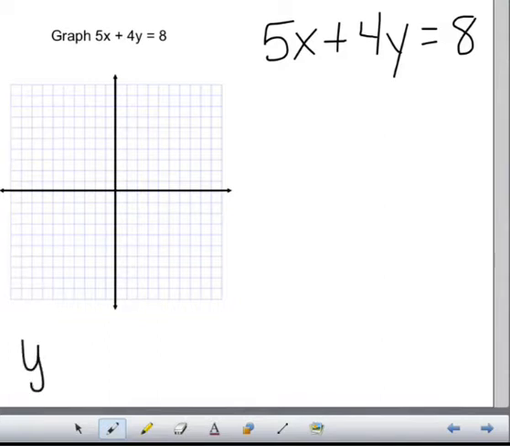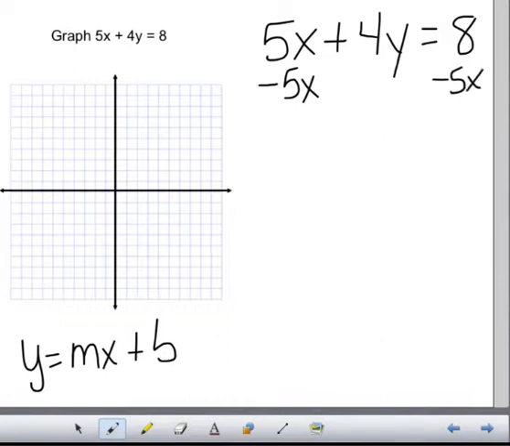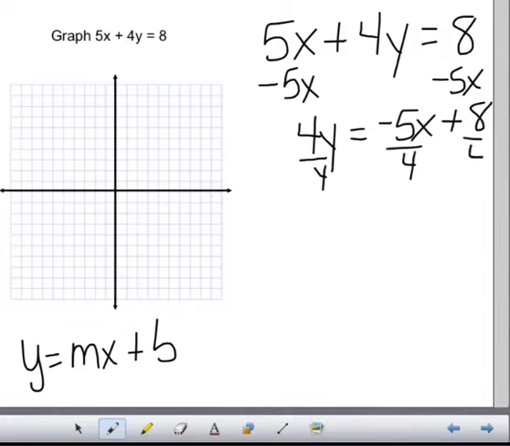Meaning I want to get it in the form of y equals mx plus b. So I need to get my x on the other side, so let's subtract 5x. So I have 4y equals, and I'm just going to write that as negative 5x plus 8, because I just subtracted 5x, so that's going to be a negative 5x. Got to get the y by itself, so I've got to divide everything on both sides by 4. So now my 4's cancel out. I get y is equal to negative 5/4 x plus 2.